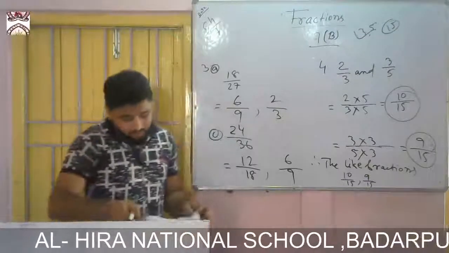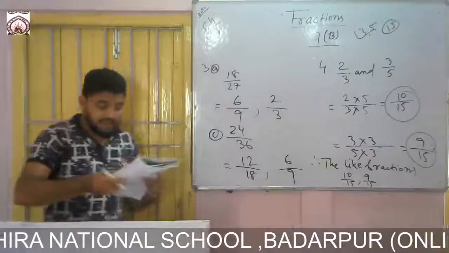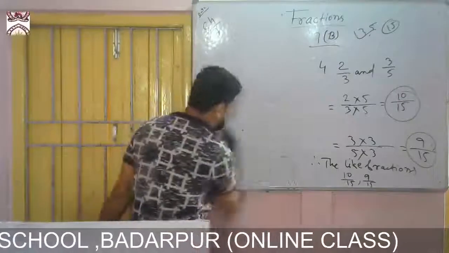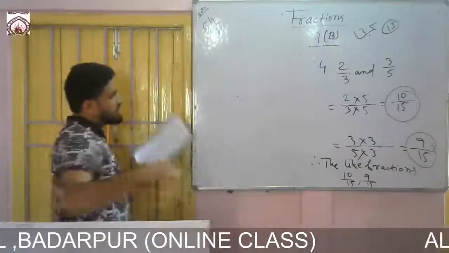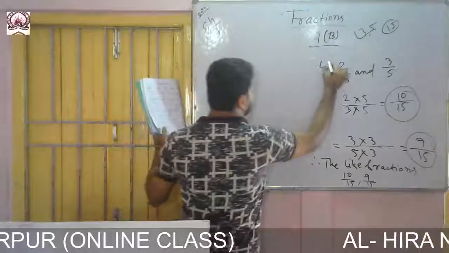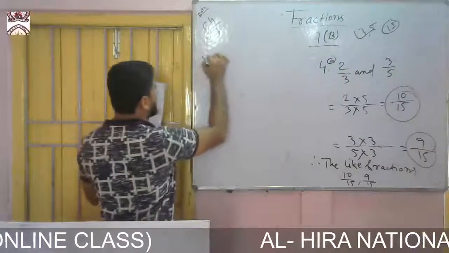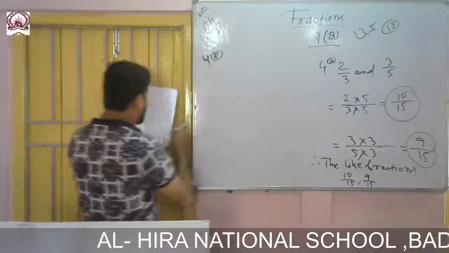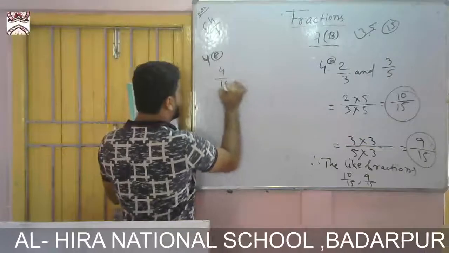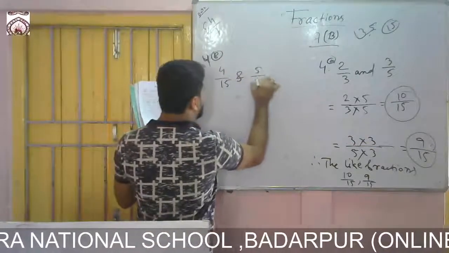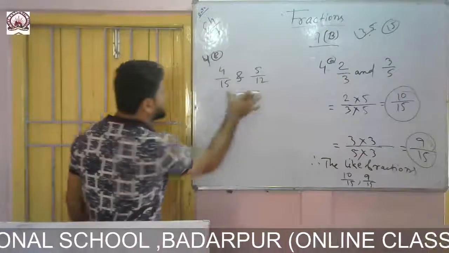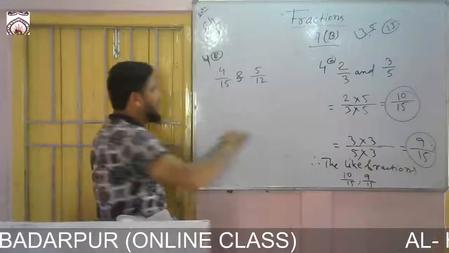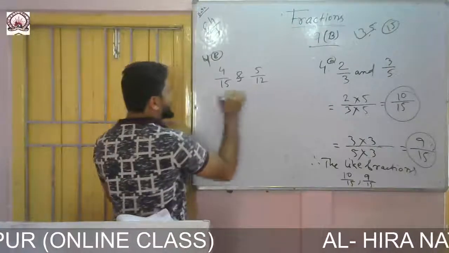So you check question number E. 4A. Now 4B. 4E. Okay. So 4E is 4 by 15 and 5 by 12. Both the denominators are not same, so I need to take the LCM of these two. So write LCM of 12 and 15.